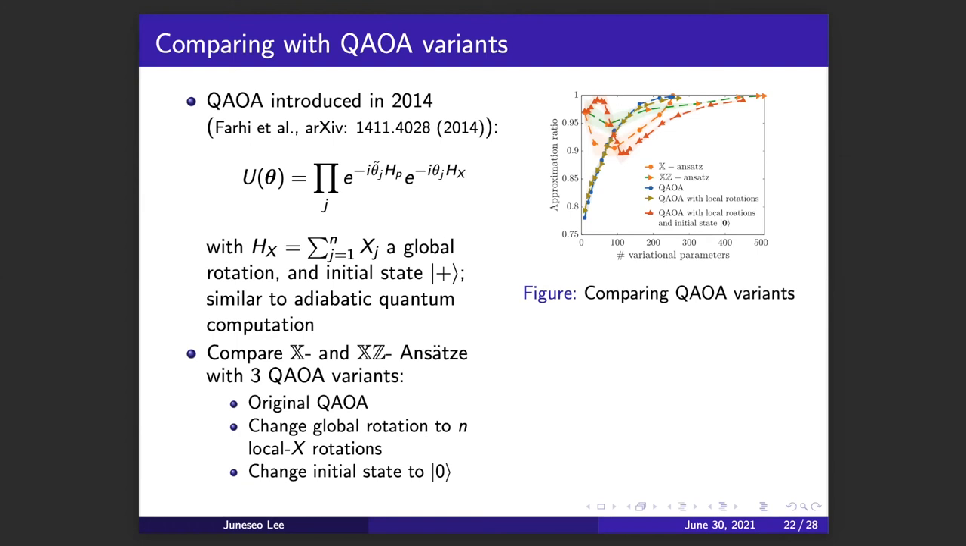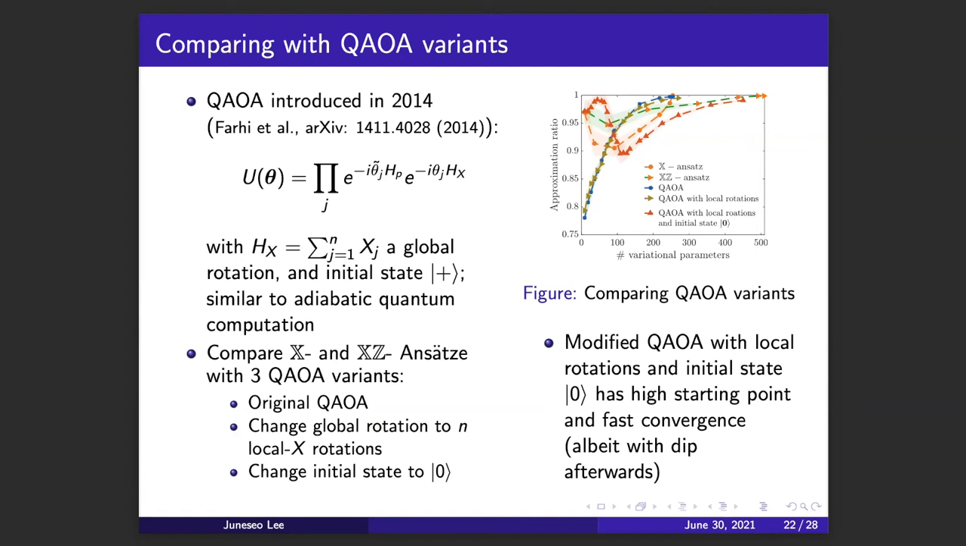However, the interesting case we found was in the last variant, where we had modified QAOA by adding in these local rotations and also changing the initial state to zero as in the X ansatz. Now, since the classical X ansatz alone had a pretty high approximation ratio with the initial state zero, and the original QAOA converged pretty quickly, you could intuitively think that somehow combining the two, as in this modification, will allow for the best of both worlds: a high starting point with quick and monotonic convergence.